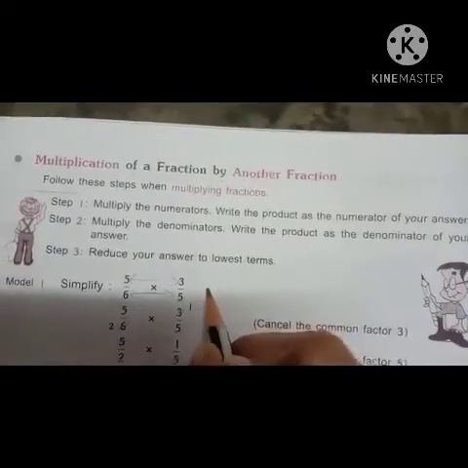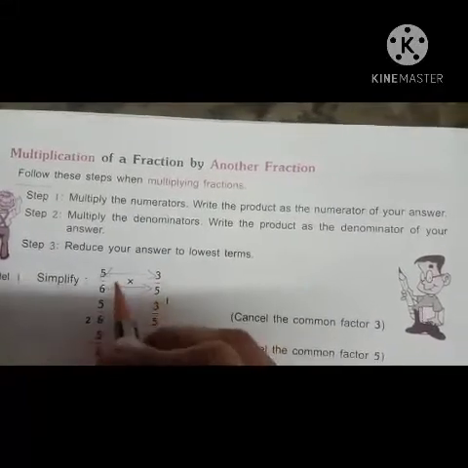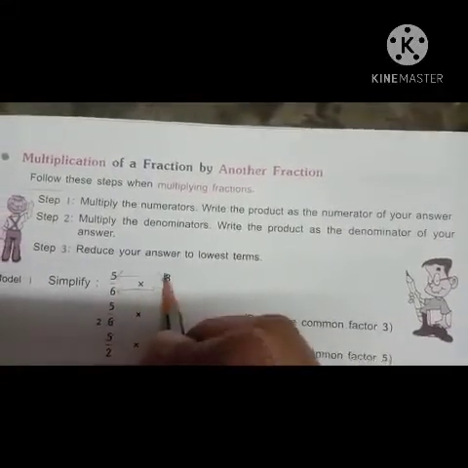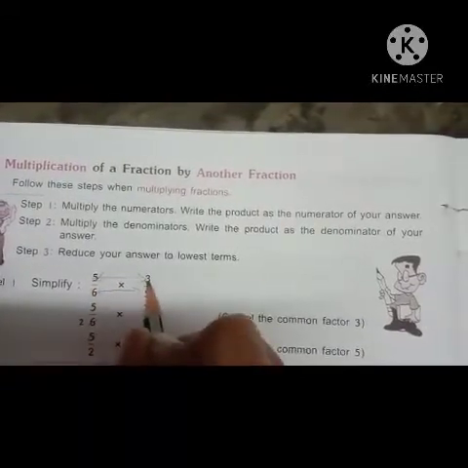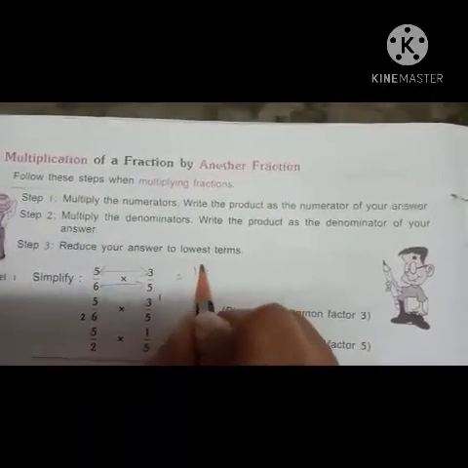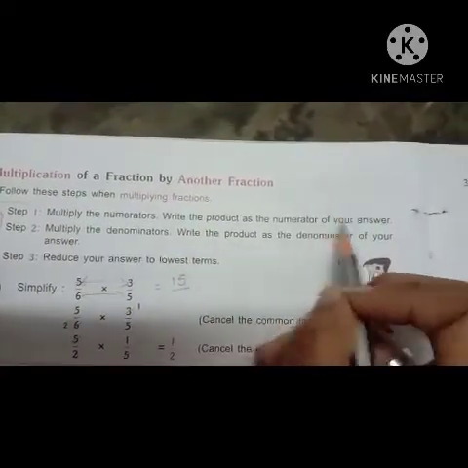If you see, children, here for example we are taking 5 by 6, 3 by 5. These two are the numerator numbers. What we have to do is multiply these two numbers. 5 threes are how much? 5 threes are 15 by what here? Write the product as the numerator of your answer.